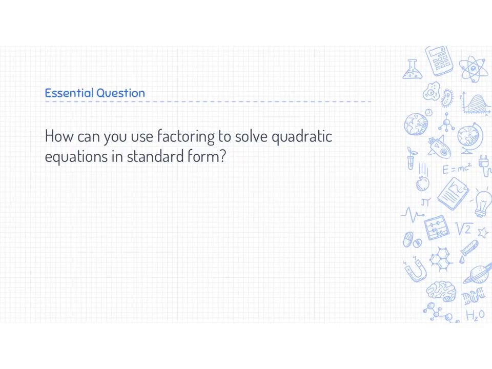So our essential question we want to be able to answer by the end of this section, or two sections, is how can you use factoring to solve quadratic equations in standard form? And a quick little review. Remember, standard form is when it is ax squared plus bx plus c, where a, b, and c are our coefficients, and x is our variable.